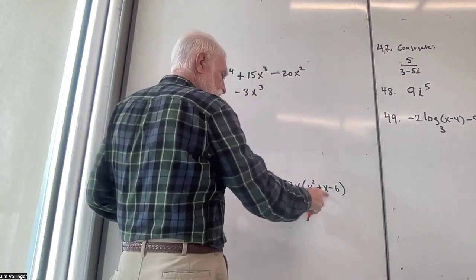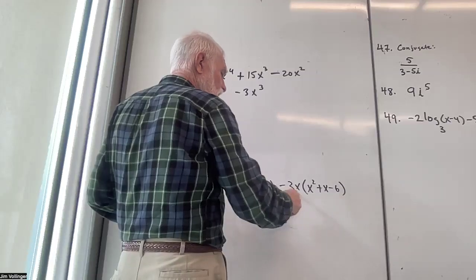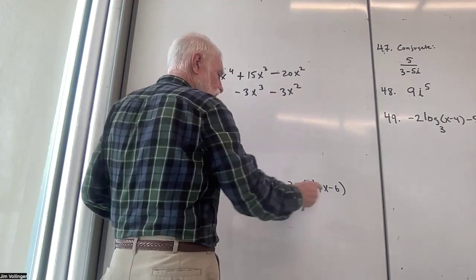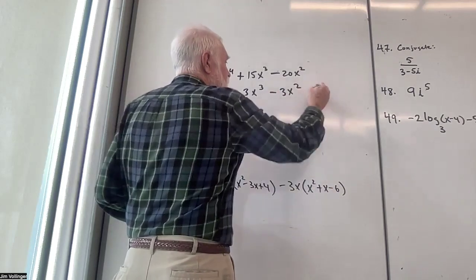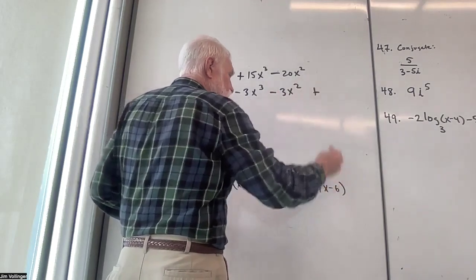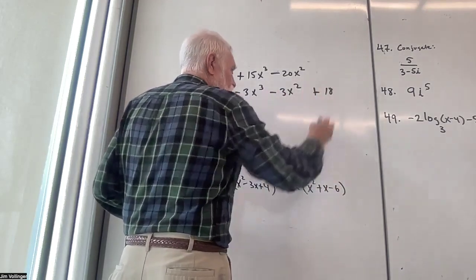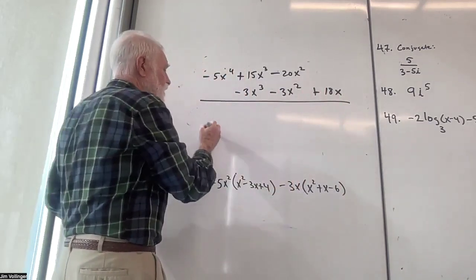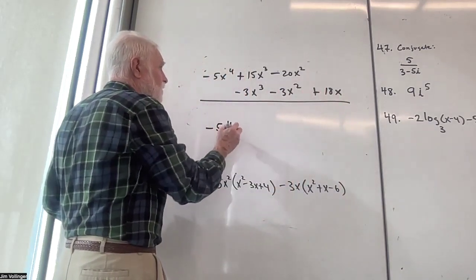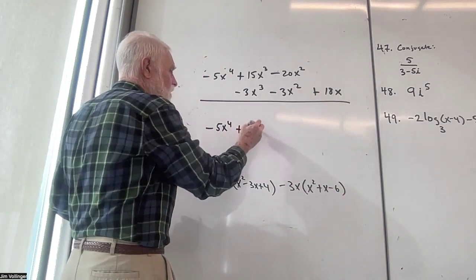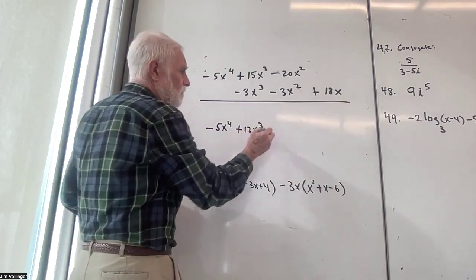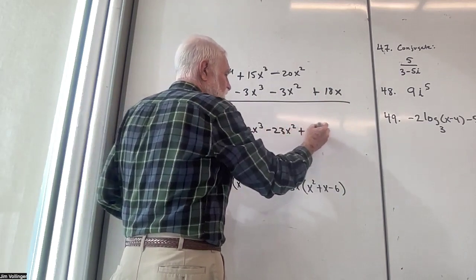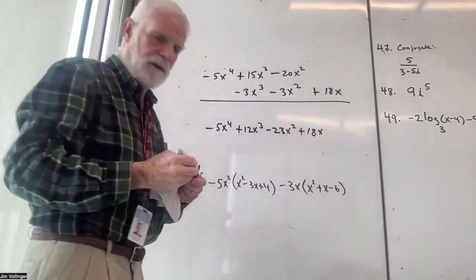Minus 3x times x is minus 3x squared. And minus 3x, a minus times a minus is a plus. 3 times 6, 18 times x. So you've got to be careful. Then just add things up and here's your answer: minus 5x to the 4th plus 12x cubed minus 23x squared plus 18x. That's as good a way to handle that as any, I think.